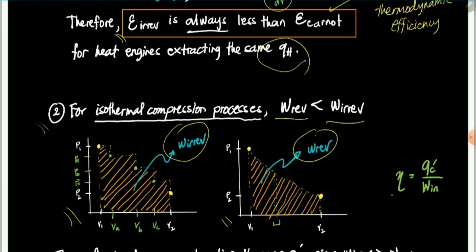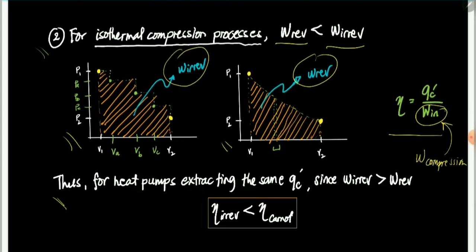Okay? So, given that the efficiency or the coefficient of performance for the refrigerator is QC prime over the work input, where the work input is the work compression. Okay, this is a compression work. Thus, for heat pumps extracting the same QC prime, the coefficient of performance of any irreversible engine is always less than that of its corresponding Carnot engine if they are working at the same temperatures, TH and TC.